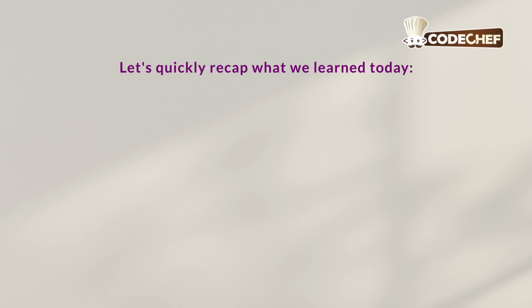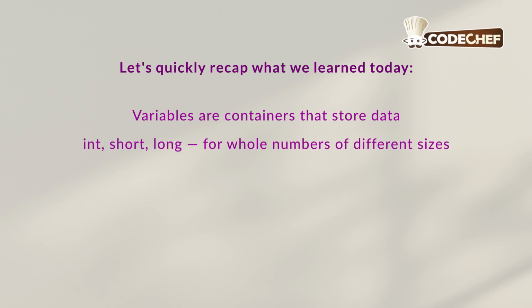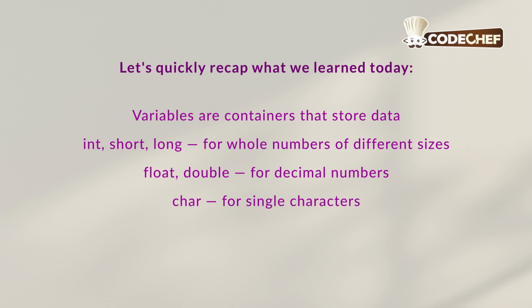Alright, so let's quickly recap what we learned today. Variables are containers that store data. Int, short, long are for whole numbers of different sizes. Float and double are for decimal numbers. Char is for single characters, and Boolean values are for true, false values. Now each data type has a specific format specifier for printing: %d is for int and short, %ld for long, %f for float and double, %c for char, and %d for bool.